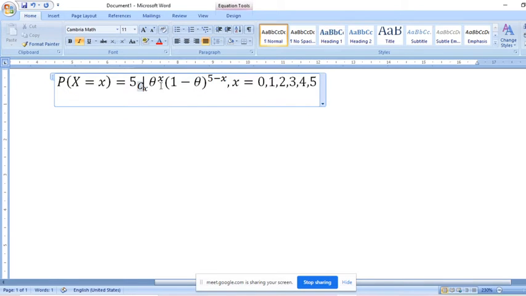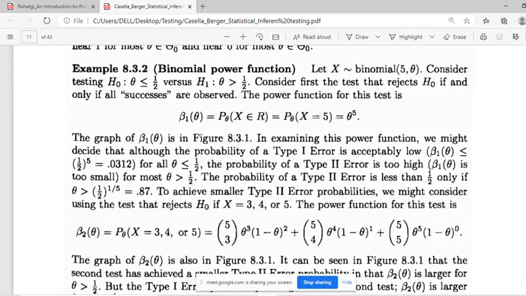So this is the probability mass function corresponding to the binomial distribution 5, theta. So our aim is to find out the probability of type 1 error, probability of type 2 error, and power. The null hypothesis H naught: theta less than or equal to 1 by 2 versus H1: theta greater than 1 by 2. So we consider the rejection region.